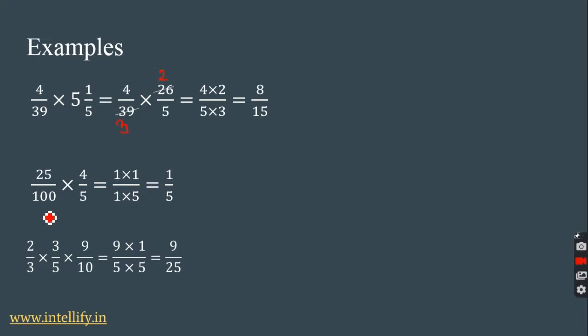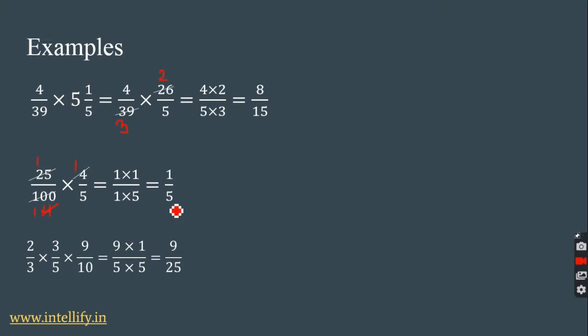The second example is 25 by 100 into 4 by 5. So we can divide these two by 25 or these two by 4, anyone. Let us proceed with these two. So 25 into 1 is 25 and 25 into 4 is 100. So 1 by 4. Now 4 and 4 gets cancelled. Remember, don't forget to write 1 to avoid mistakes. So what we are left with is 1 into 1 by 1 into 5, which gives 1 by 5.